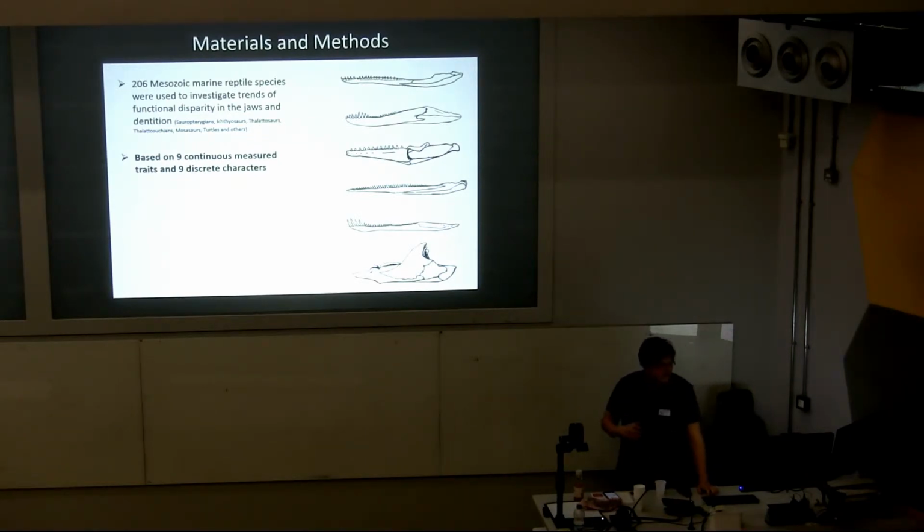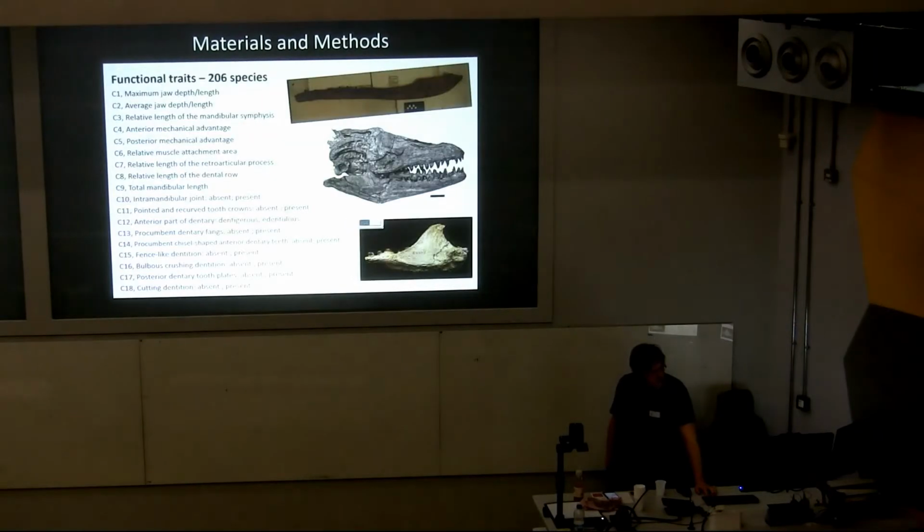So as I said, I decided to focus on jaws, and I included 206 different marine reptile taxa, incorporating all major clades: sauropterygians, ichthyosaurs, thalattosaurians, mosasaurs, turtles, as well as a range of other smaller groups. And I measured 9 continuous traits on their jaws and scored 9 discrete characters.